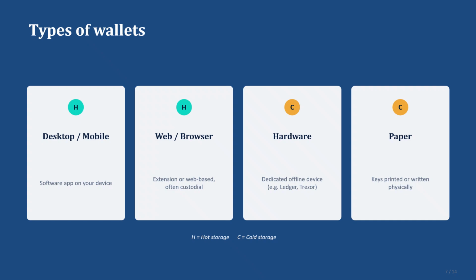Now we are going to see about types of wallets. That gives us four common wallet types in practice: desktop and mobile apps are hot and software based. Web and browser wallets are also hot and often custodial. Hardware wallets are dedicated offline devices. Ledger and Trezor are common examples, and they are cold. And paper wallets, where you literally write or print your keys, are the simplest form of cold storage. In this, H means hot storage, C means cold storage.